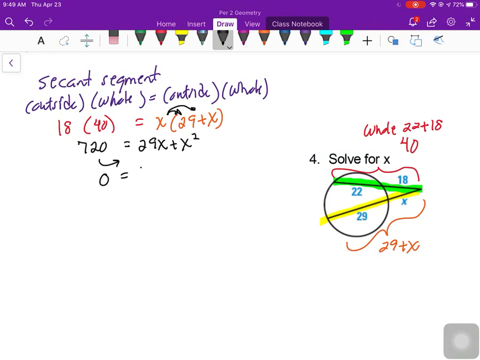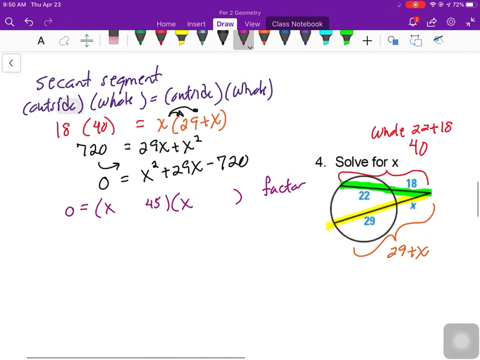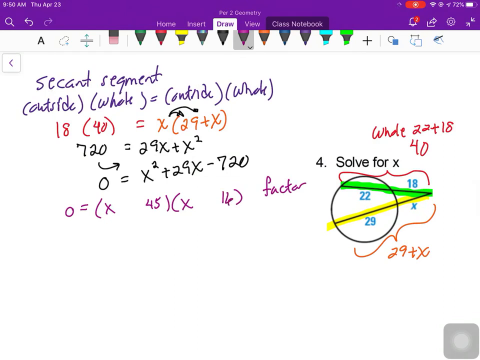We have to move everything over to get 0 on one side. So x squared plus 29x minus 720. And yet again, we'll factor. When we factor, to get x squared, we need x and x. Now to get 720, we're going to need numbers that multiply to give us 720 and subtract to give us 29. We're going to have to use 45 and 16. And to get a positive 29, I'll need a positive there and a negative there.